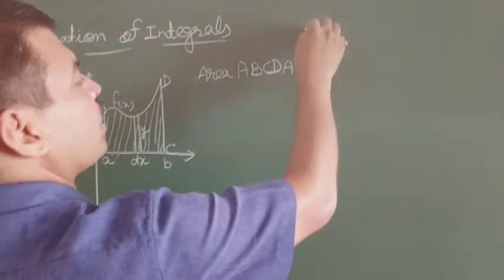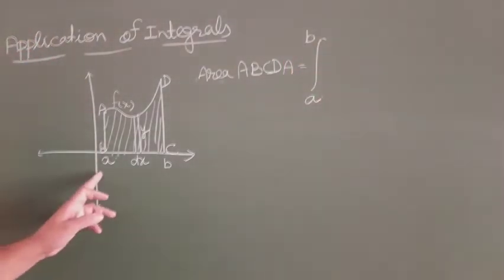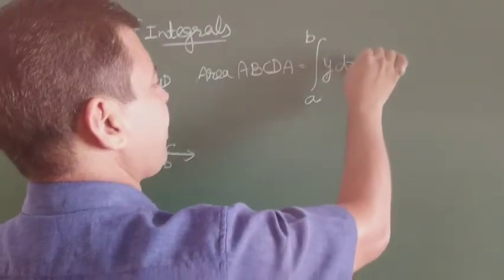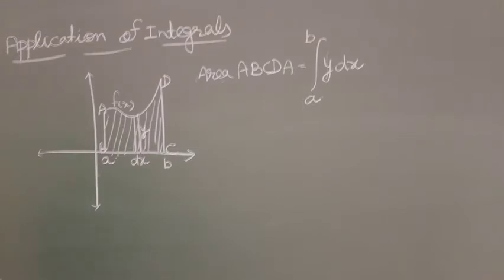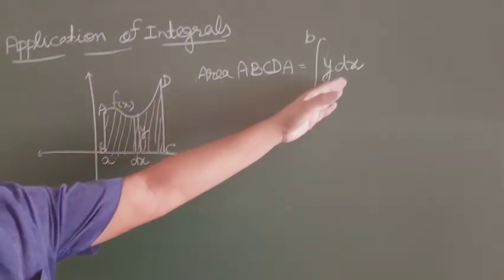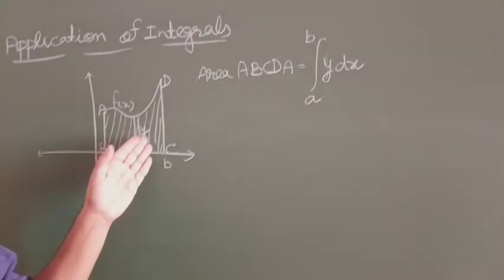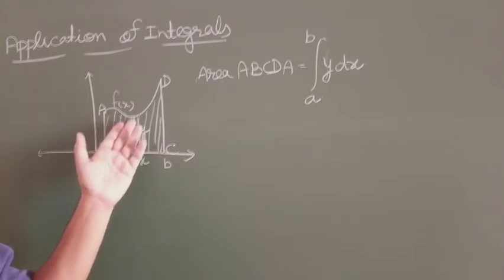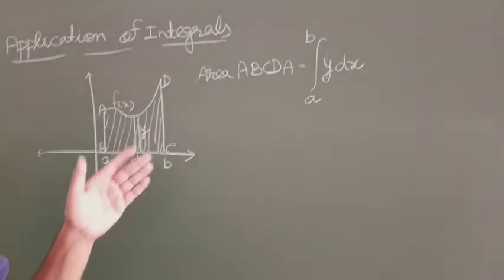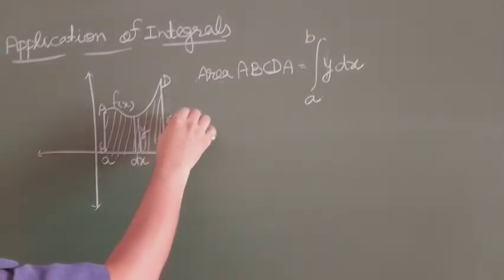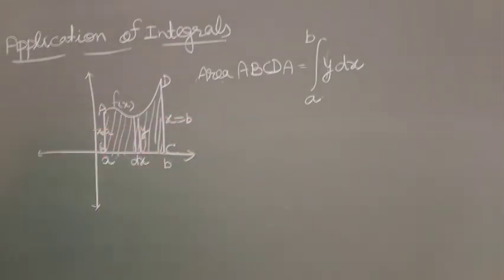the integration from a to b, these are two points, of y dx, because this line is parallel to the y-axis. You know the area of a rectangle is length times breadth. So for this rectangular strip the area is y into dx, and we can integrate it from point a to b. Correct? So this is the line x equal to b, and this is the line x equal to a. So we have to find its integral.